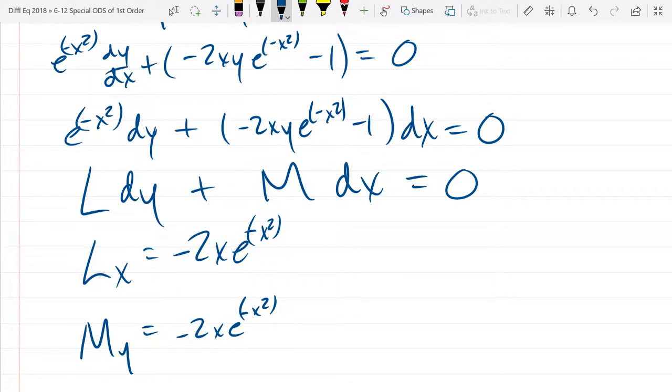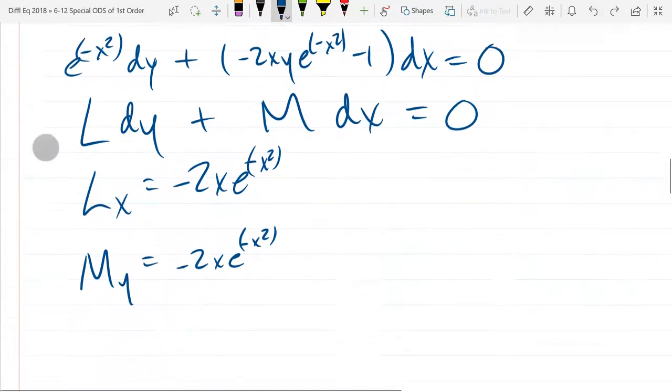You're going to find these derivatives to be very similar to what they were when we did that example. Basically, your coefficient of y is the x derivative, or the y derivative of the right function, and then your x derivative is kind of normal. All right, so we got exact.